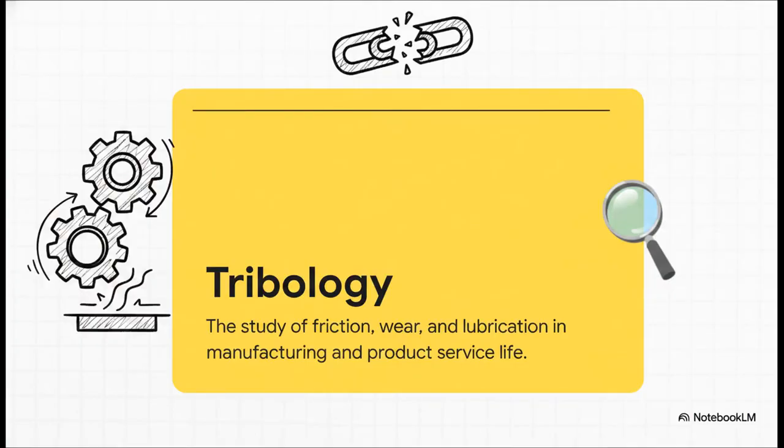To navigate it, engineers and scientists rely on a specific field of study called tribology. Now, tribology is basically the science of how surfaces interact when they're in relative motion. It specifically focuses on friction, wear, and lubrication. Think of it as the ultimate rulebook for how materials behave when they touch, rub, and grind against one another, both while they're being manufactured and throughout their entire surface life.